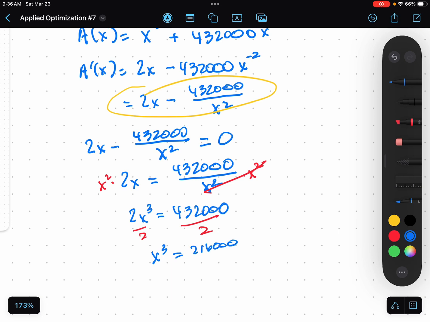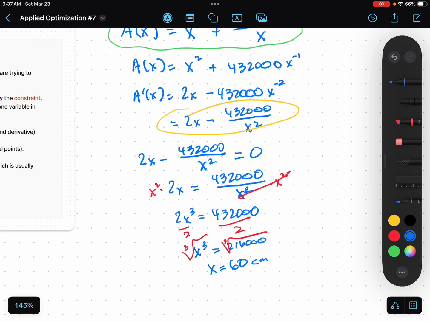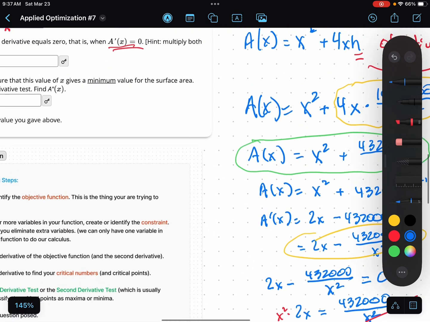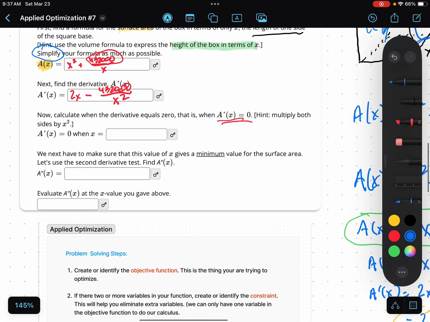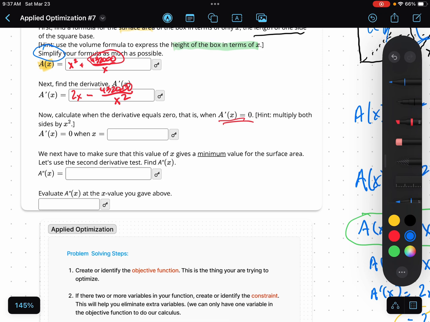And then we just do the cube root of both sides. And I believe that's 60. So what that's telling me is that the measurement for the base is 60 centimeters. Now, that's our only critical number that we're coming up with. But we still have to check and see if that is a minimum, right? And that's why they want us to test out this second derivative. So right here, I'm going to put 60.